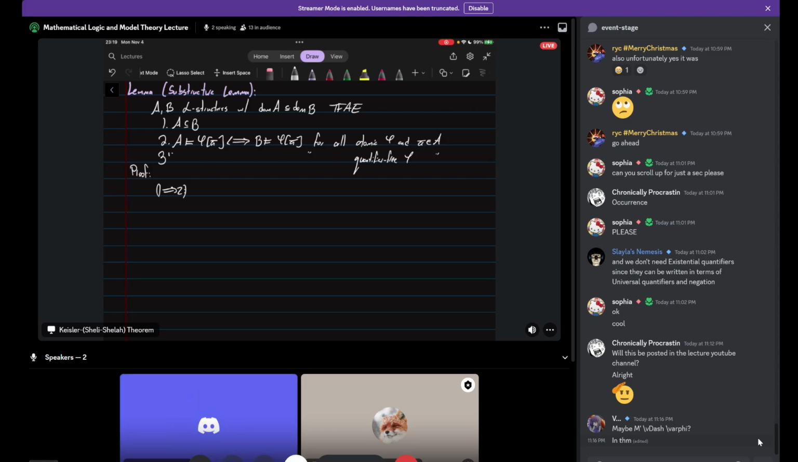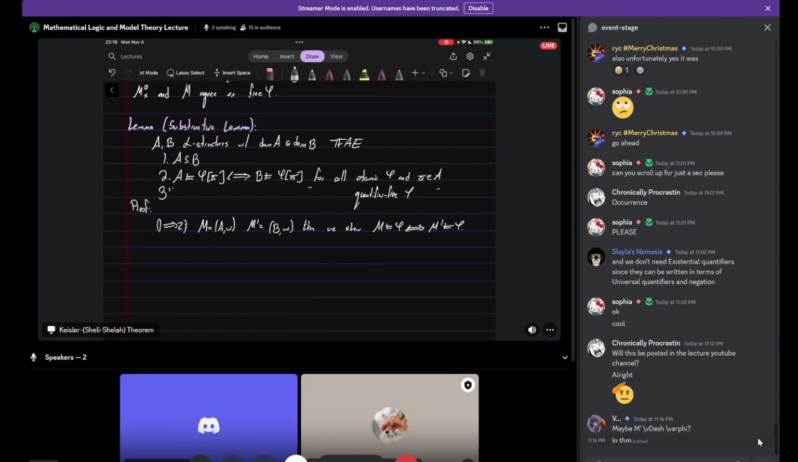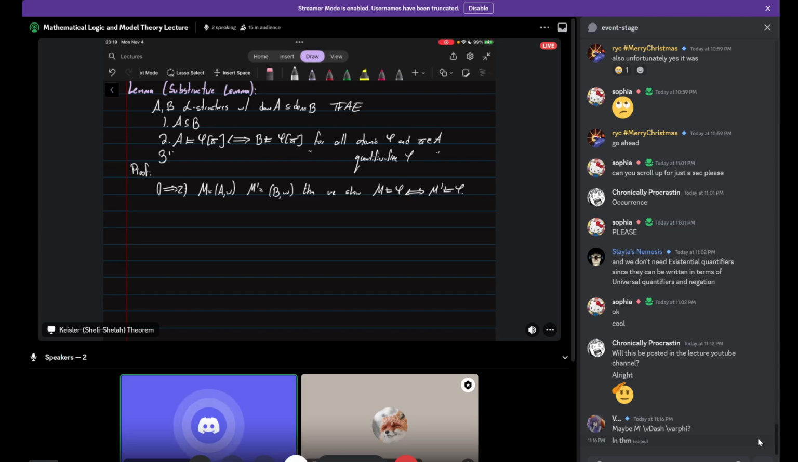So let M equal AW and M prime equal BW. Then we show that M satisfies phi if and only if M prime satisfies phi. Right? This will be sufficient. Why is this sufficient? Because we're taking any model that maps x to a, right? A here is arbitrary, so as long as both of these w's are the same, then it's fine. So if we show this, then it's sufficient.